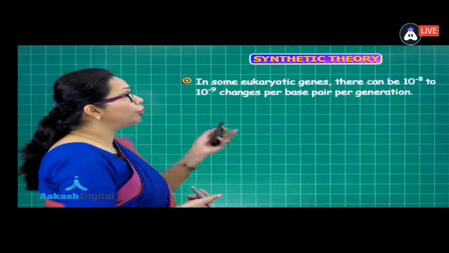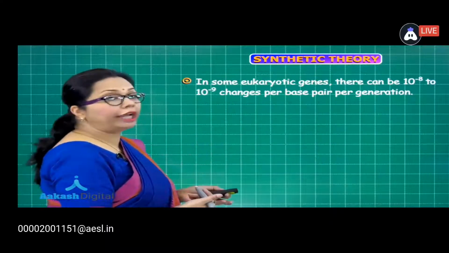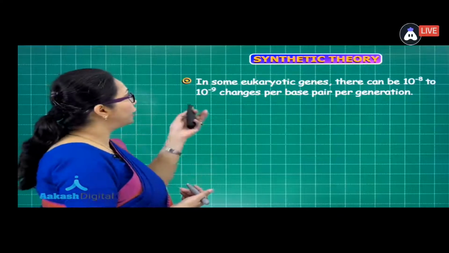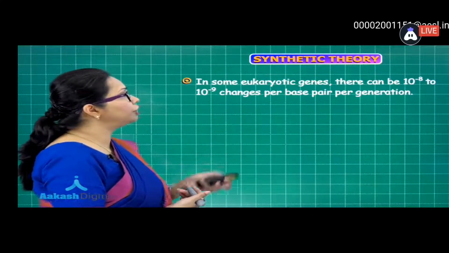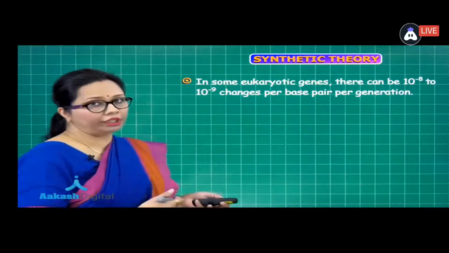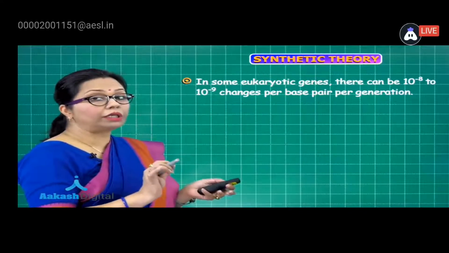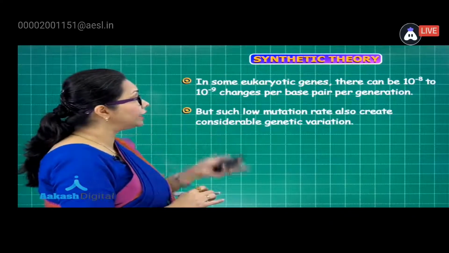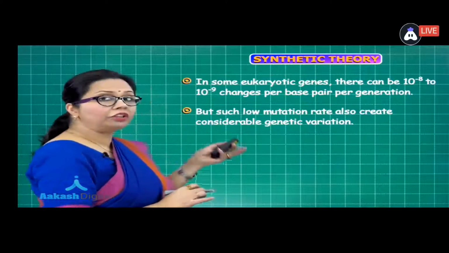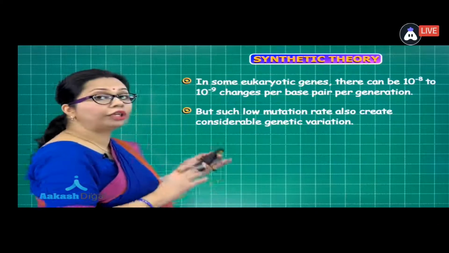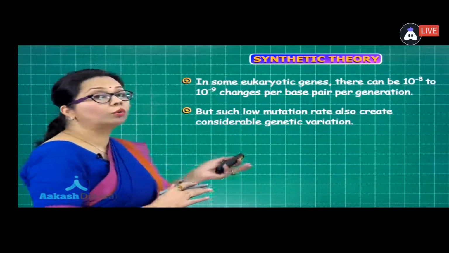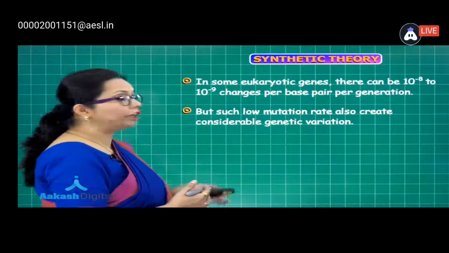But if we talk about eukaryotes, it would be 10 to the power minus 8 to 10 to the power minus 9 changes per base pair per generation. That will be the rate of mutation, which we can see is very low. But even such a low rate of mutation can create quite a lot of genetic variation.